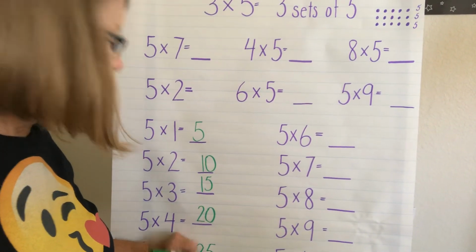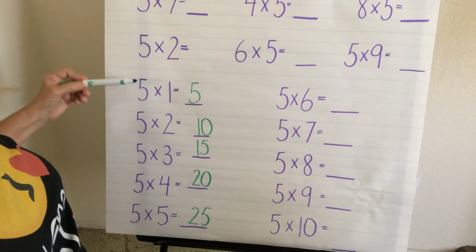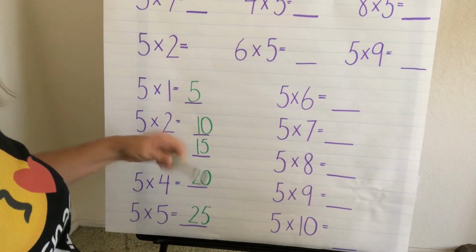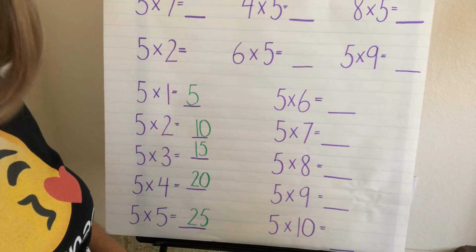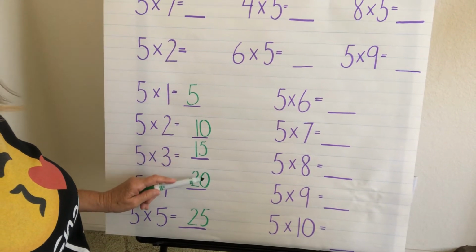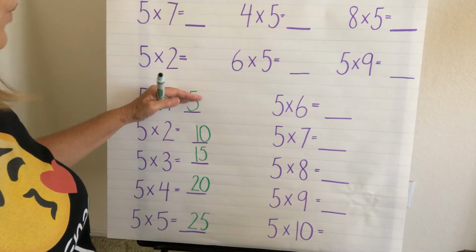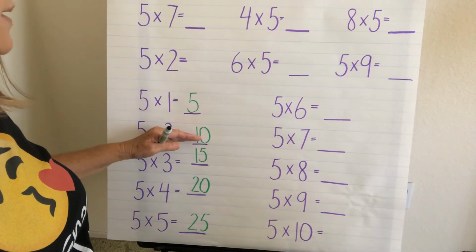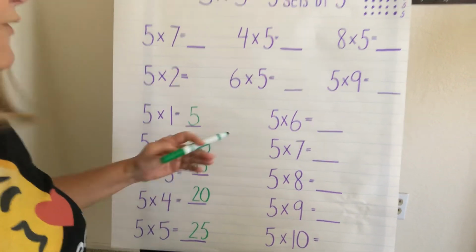Take a look at this, boys and girls, and see if you can figure out a pattern. Now, this is a pattern because I have put these in order from 5 times 1 to 2 to 3 to 4 to 5. And I continued over here, 6, 7, 8, 9, 10. Will you say just the answers with me? 5, 10, 15, 20, 25. So every time we multiply 5 by one greater number, we're just counting by 5s one more time. 5, 10, 15, 20, 25.